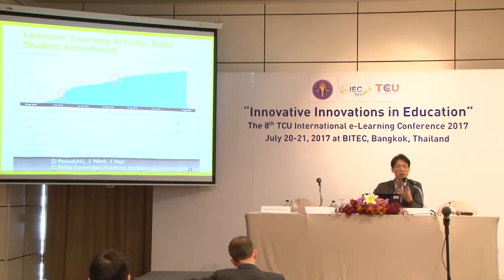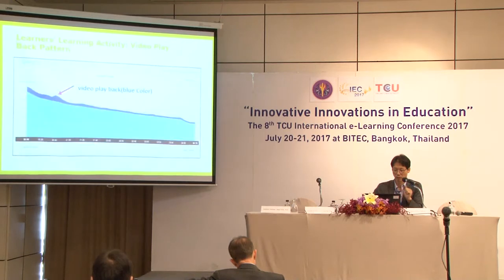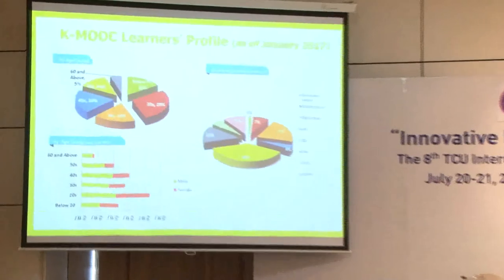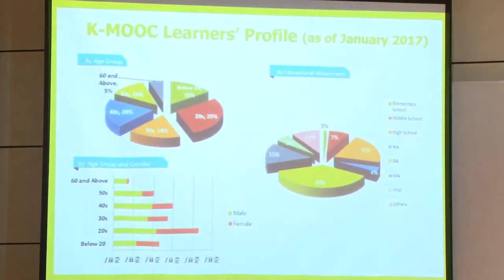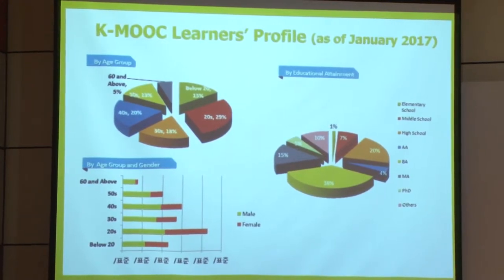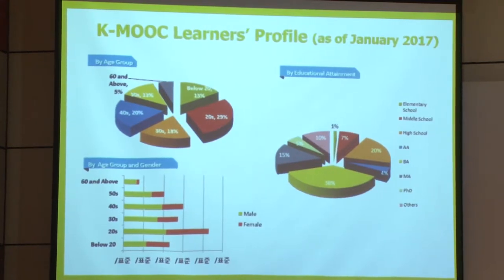This is an example of the MOOC Insight. And this is the K-MOOC learners' profiles. According to the pie graph, over 29% of MOOC learners are not university students, but in their 20s, almost 30% of total MOOC learners. And this is age groups and genders. So I think almost every age group registers for MOOC courses and learns something from them. And also 38% of the learners are university graduates.